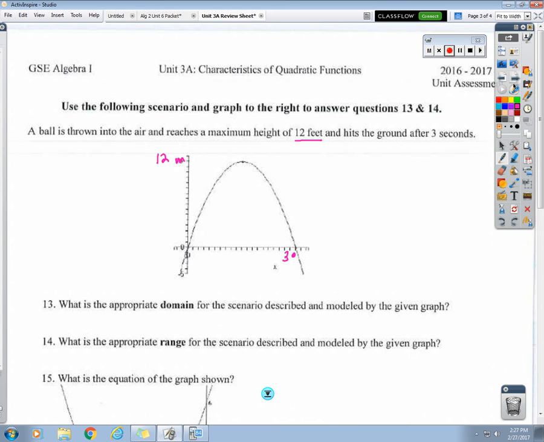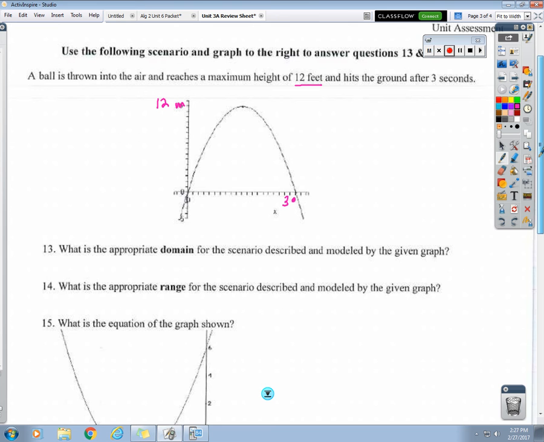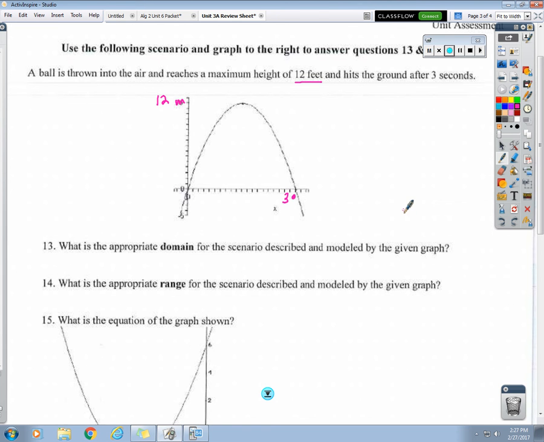Okay, next page. A ball is thrown into the air and reaches a maximum height of 12 feet and hits the ground after 3 seconds. So that's why we relabel this. If its max height is 12 feet, isn't that the ball's max height? So over there in line with that should be a 12, not a 20. And if the ball hits the ground after 3 seconds, that should have been 3 because it hits the ground at 3. Okay. What is the appropriate, that's a key word there, domain for the scenario described and modeled by the given graph?